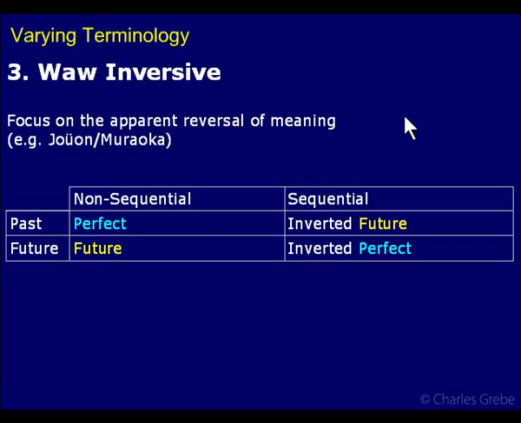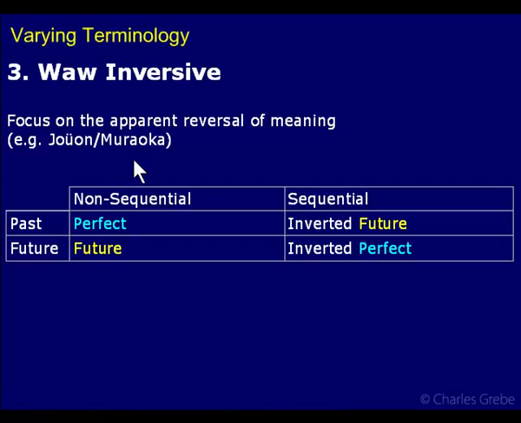A third way is Vav inversive. This also focuses on the apparent reversal of meaning, this flip that goes on. And this is the terminology used by Joüon-Muraoka. Now, just to give you a little history here, Paul Joüon wrote a grammar in 1923 in French, and then Muraoka translated that grammar and revised it and published it first in 1991. So that is the grammar we're talking about, the one that's revised by Muraoka. It's just generally referred to as Joüon-Muraoka.